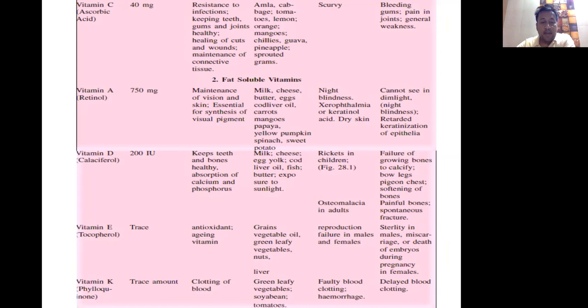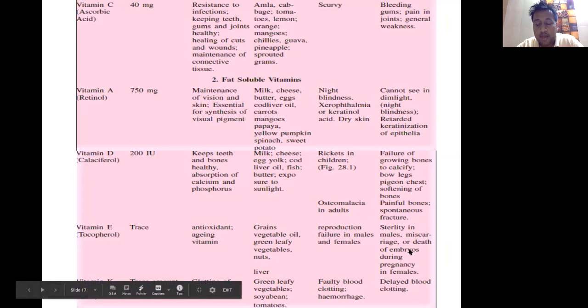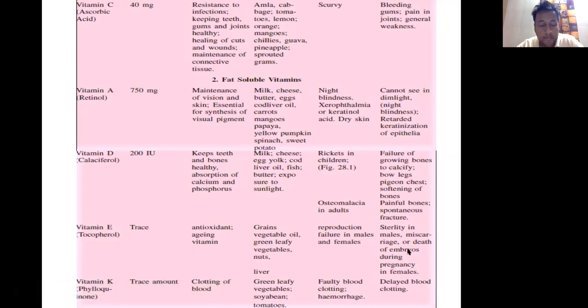The next one is vitamin E, also known as tocopherol, and it is a very important vitamin, especially in males, because it has a role in fertilization. It helps in reproduction in males, and its absence can lead to infertility, which we call basically in females, but in males we say it's sterility. Prolonged deficiency can lead to sterility in males, while in females it can cause miscarriage or death of embryos during pregnancy. So that can lead to problems in pregnancy also.